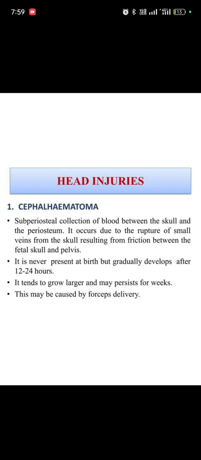First, cephalohematoma. Cephalohematoma is nothing but the collection of blood between the skull and periosteum. That means a collection of blood in the subperiosteal space, between the skull and periosteum. It occurs mainly due to rupture of small veins from the skull. For example, during delivery, sometimes the fetal skull and pelvis create friction and cause rupture of small veins. It leads to subperiosteal collection of blood.